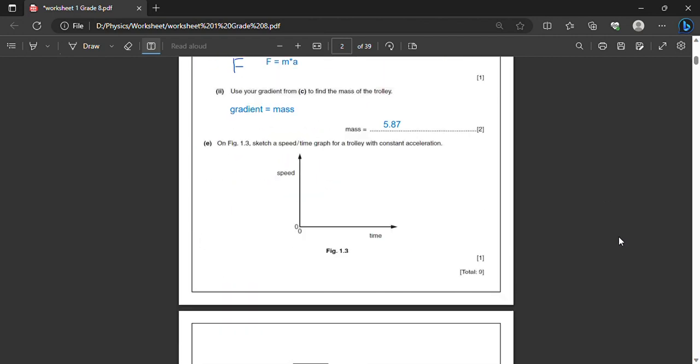Now the next question tells us to sketch a speed-time graph for a trolley with constant acceleration. Here the constant acceleration is easy. It means here speed, not distance. So here speed and time. Constant acceleration will be a straight line from here to here. It will be a straight line, so you should use a ruler. Then the next question.